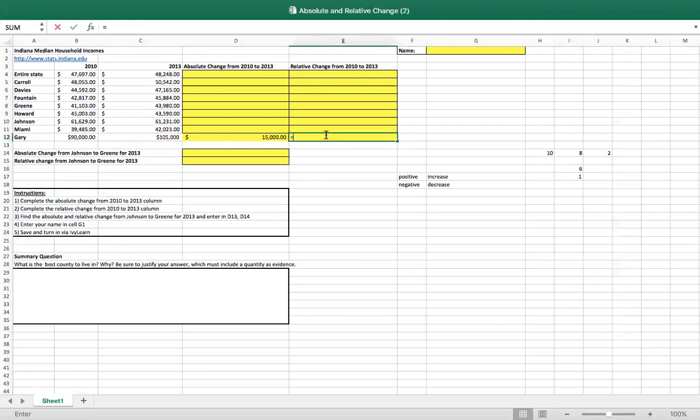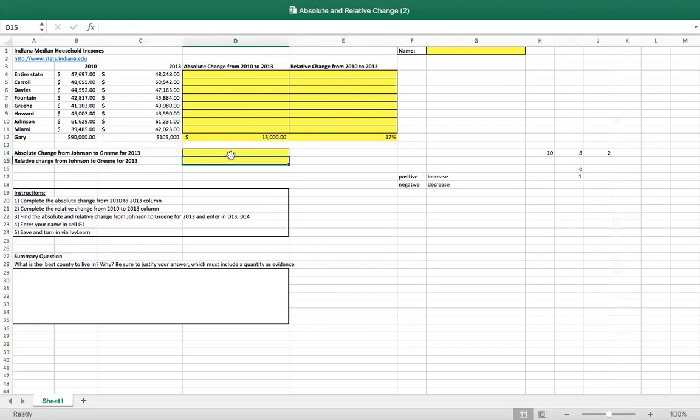I think the easiest way to do it is to take absolute change and divide it by where you started from. To me, that is the easiest way to think about relative change. It's the ratio of absolute change to where you started from. But if you want to use the new minus old divided by old, that's cool too.